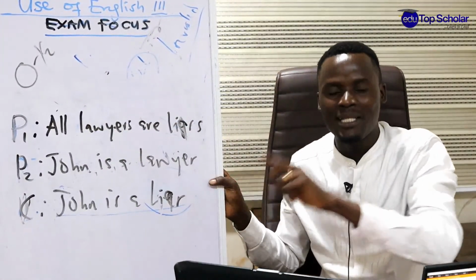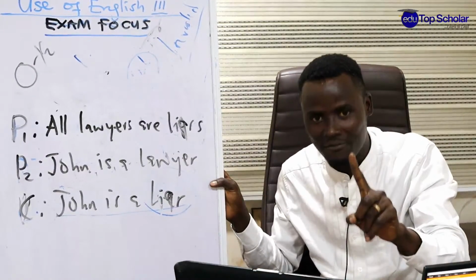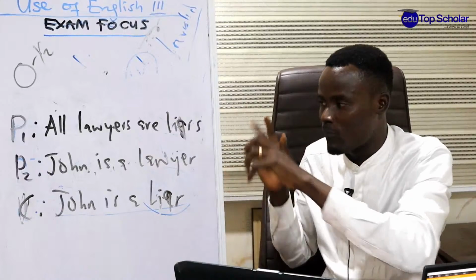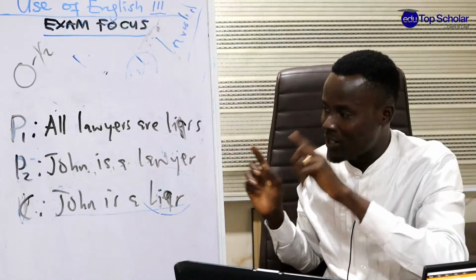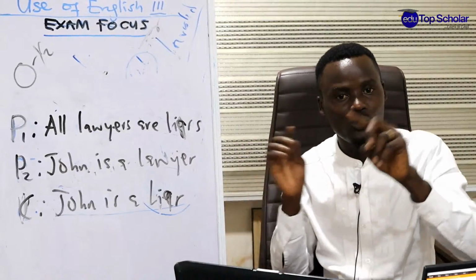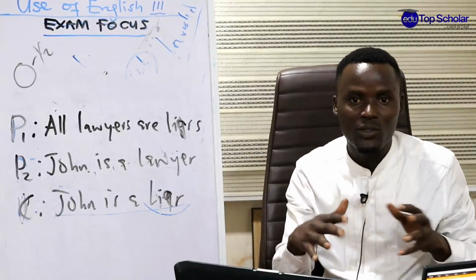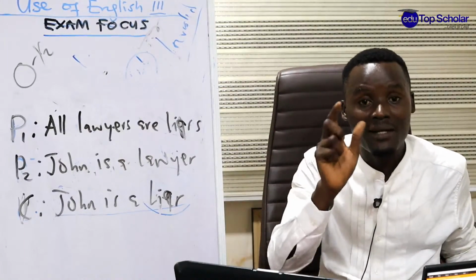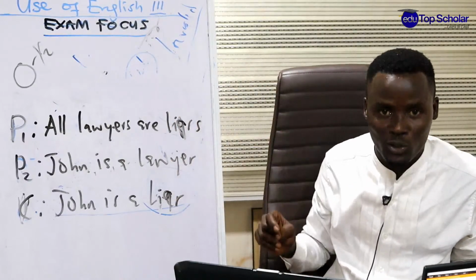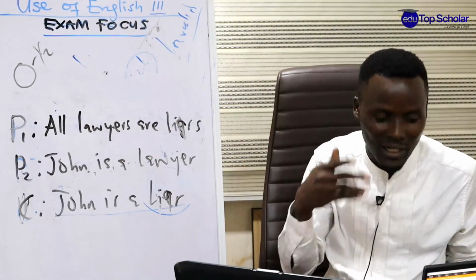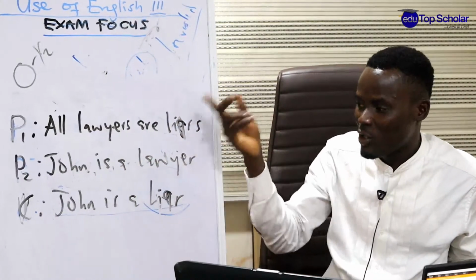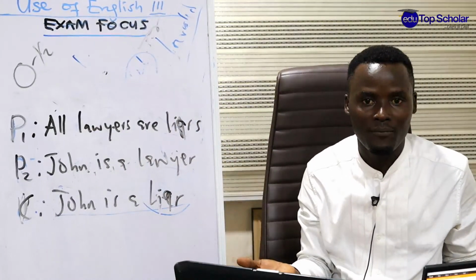So this argument is, number one, deductive, because I told you earlier, premises support the conclusion. And number two, it is valid. Why is it valid? Because again, they will tell you to state the reason, and the reason is that the premises support the conclusion. If you can explain further, you can say, if all lawyers are liars and John is a lawyer, John must also be a liar.